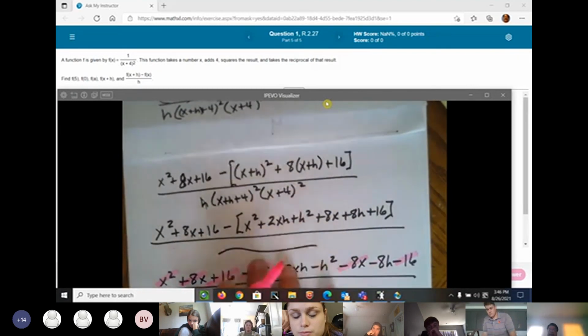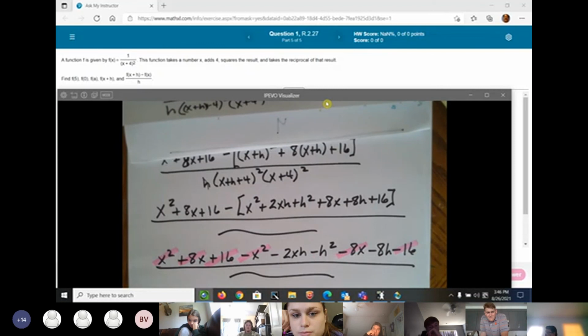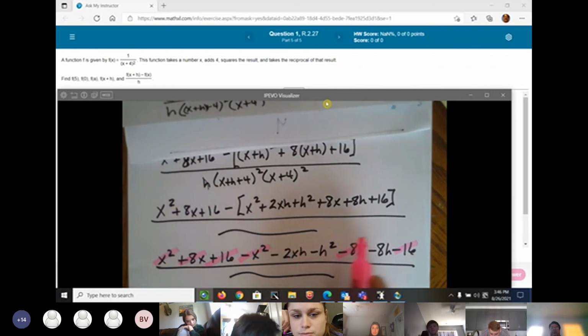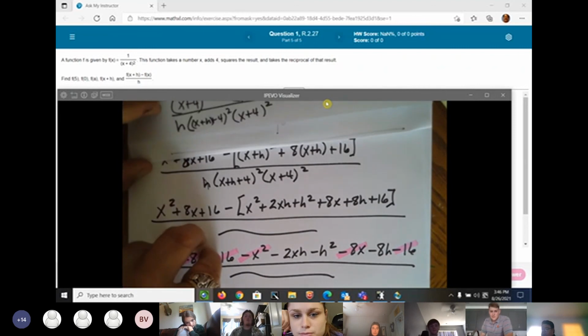Is this supposed to happen, yes or no? A lot going on. Is it supposed to happen? It's either a yes or a no. Yes, it is supposed to happen. The x terms are supposed to cancel.